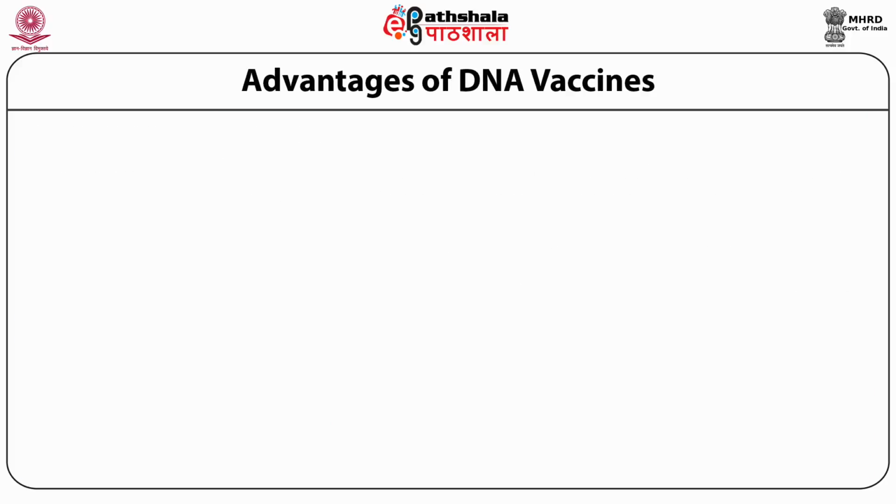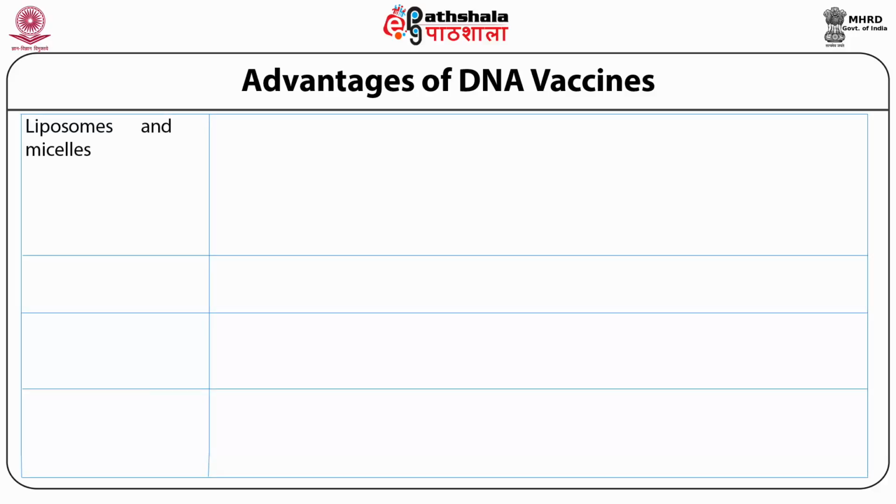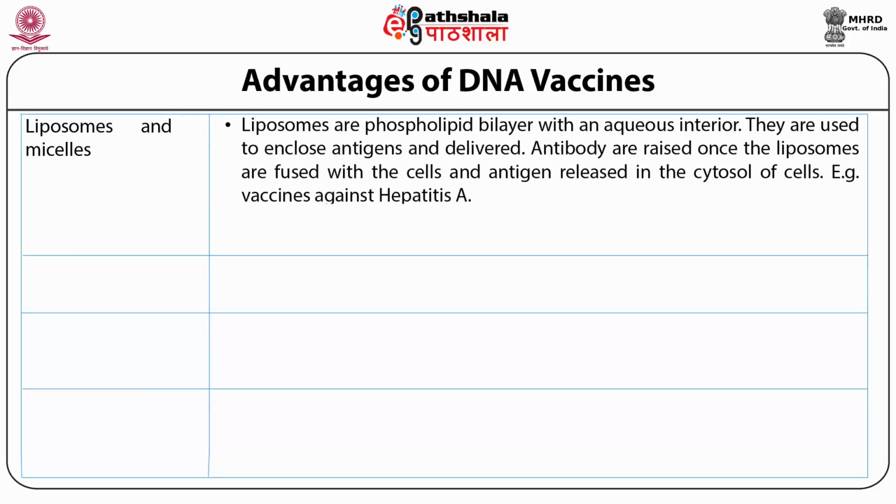The fourth strategy is liposomes and micelles. Liposomes are phospholipid bilayers with an aqueous interior. They are used to enclose antigens and deliver them. Antibodies are raised once the liposomes are fused with the cells and the antigens are released in the cytosol of cells. For example, hepatitis A vaccines have been produced via this method. It was first discovered by Professor Junzo Tsunamoto in 1992.